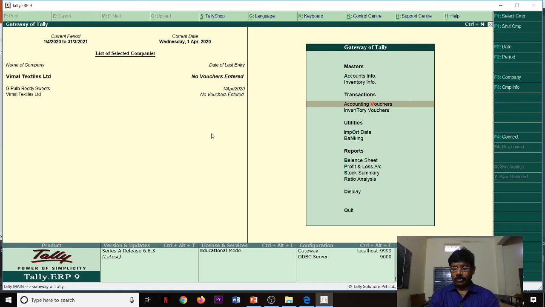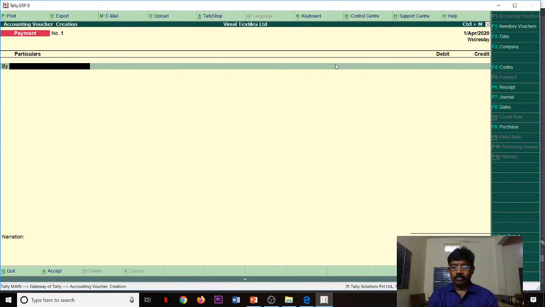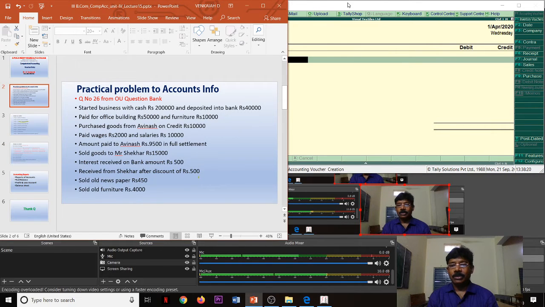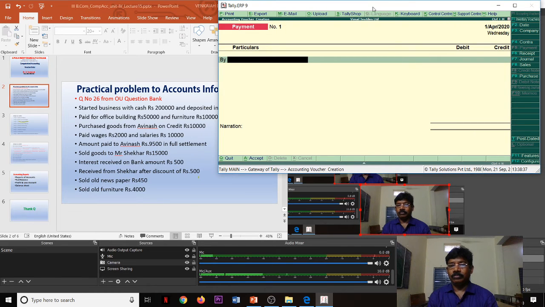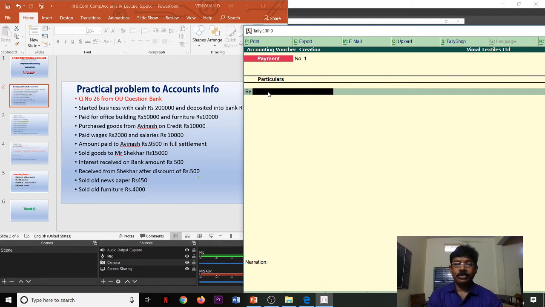Now voucher entry, accounting vouchers. So take the transaction, take the voucher. First transaction is started business with the cash. It is a receipt voucher, F6.